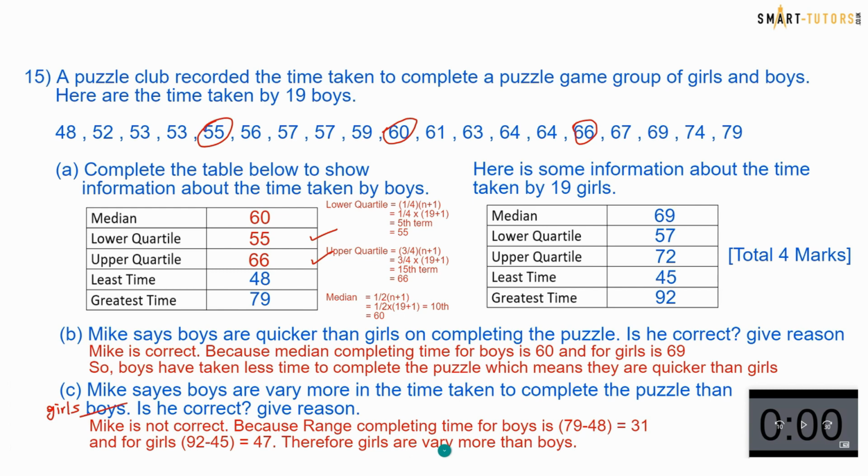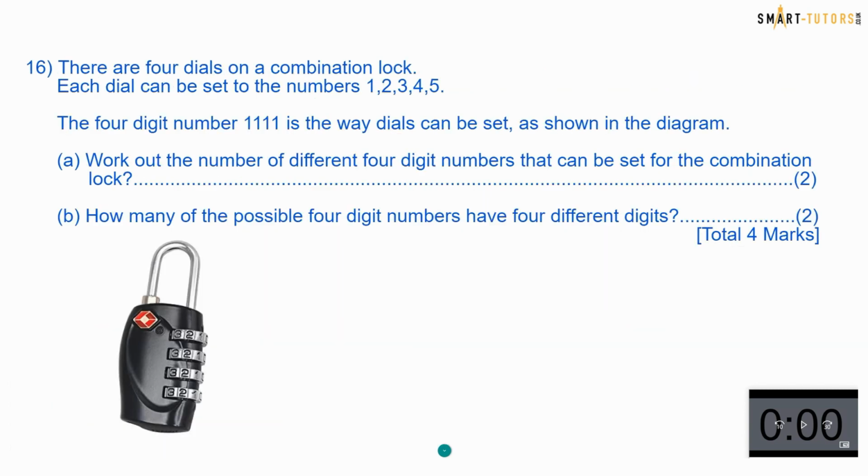Let's move on to question number 16. There are 4 dials on a combination lock. Each dial can be set to the numbers 1, 2, 3, 4, 5. The 4-digit number 1111 is the way dials can be set as shown in the diagram. So here 1111 is set, but there are different combinations that can be set on the padlock. We call it a combination lock. Now the first part, work out the number of different 4-digit numbers that can be set for the combination lock. The last part, how many of the possible 4-digit numbers have 4 different digits?